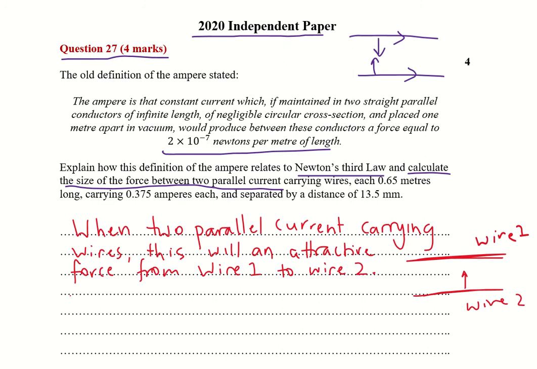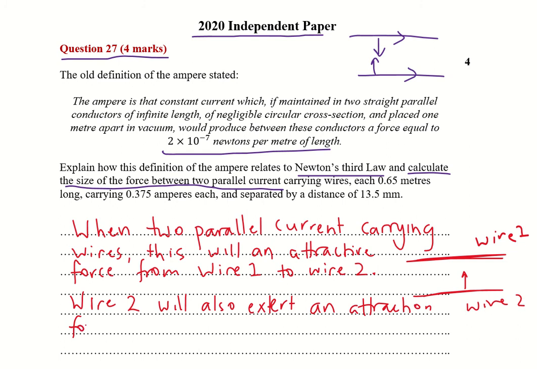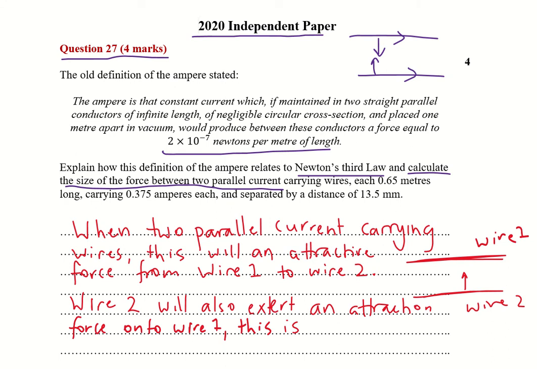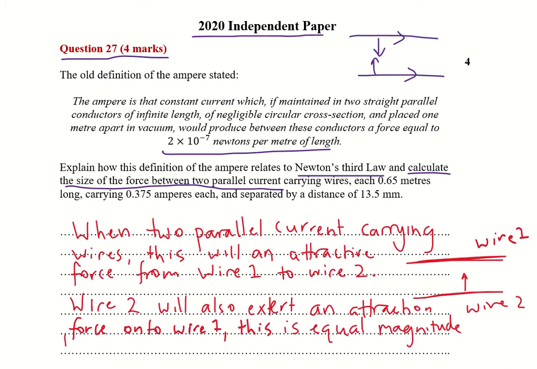Okay, but we also know the opposite is true. Wire 2 will also exert an attraction force onto wire 1. This is going to be equal in magnitude, but in the opposite direction.